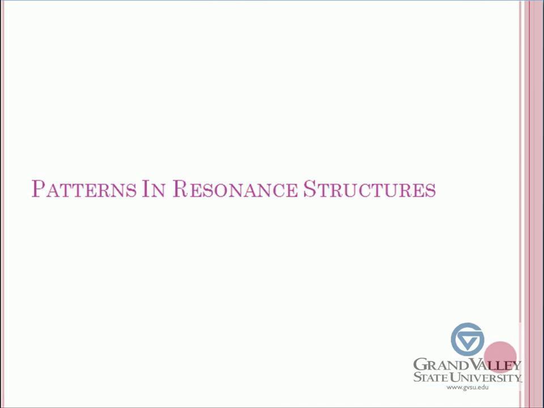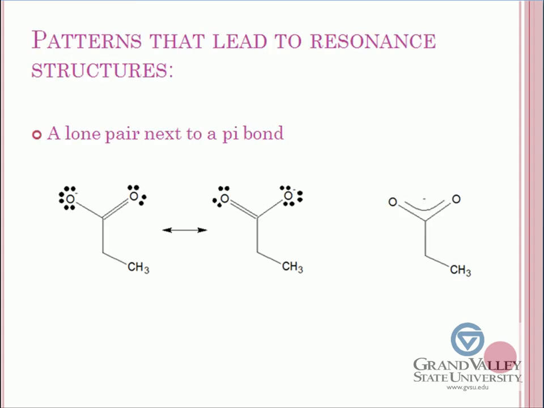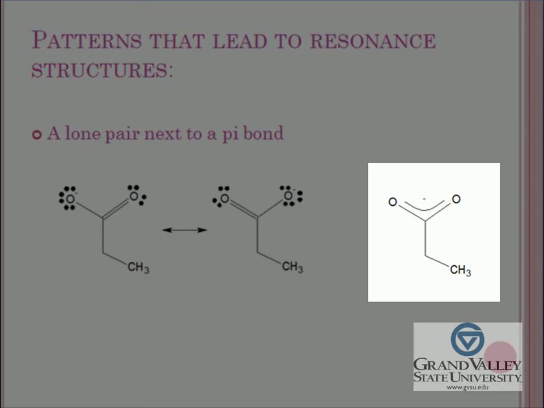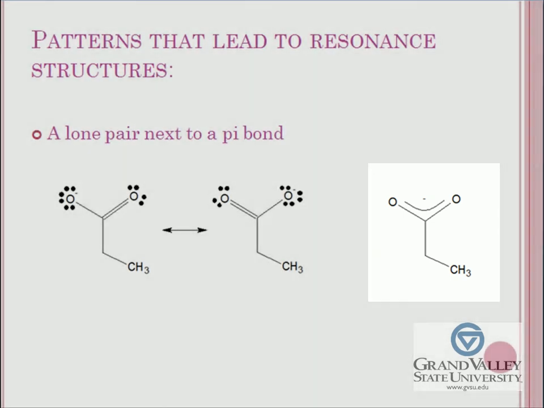In determining whether or not you can draw resonance structures for a molecule or ion, you should look for the following patterns. Please note, these patterns have been illustrated by examples in this tutorial. Our first pattern is having a lone pair next to a pi bond. In the structure all the way on the right, this is representing that negative charge is shared between those atoms in the molecule.